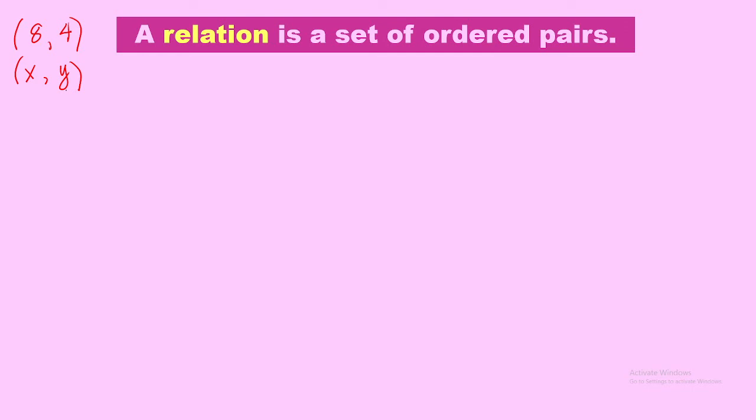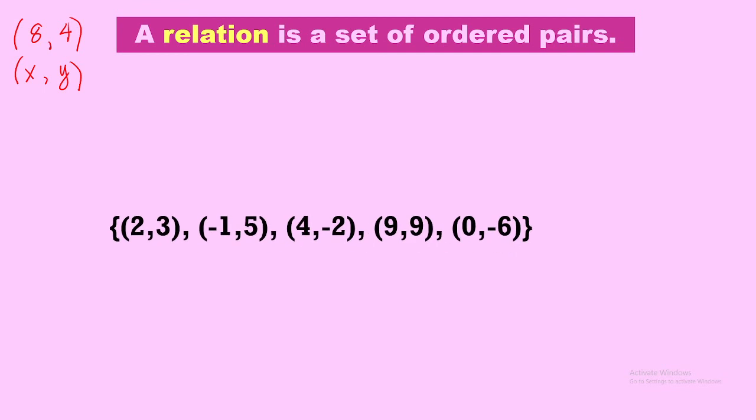Let me show you an example of a relation. So let's examine this one. We have 1, 2, 3, 4, 5 ordered pairs here, and we are writing this as a set. So this is an example of a relation.